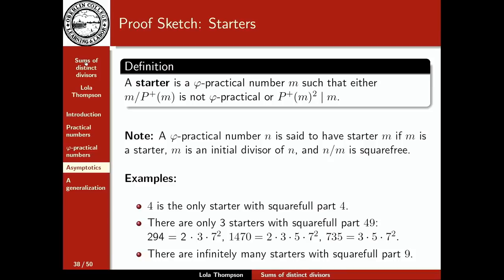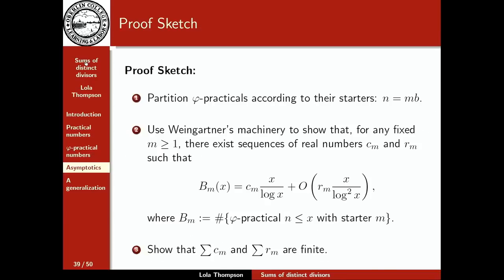So as some examples, because I know this is sort of a strange definition, you can show that 4 is the only starter that has squareful part 4. There are exactly 3 starters that have squareful part 49, and those are 294, 1470, and 735. And then there are infinitely many starters that have squareful part 9. So the number of starters with a particular squareful part, as you can see, varies quite widely. But that doesn't cause any problems for us.